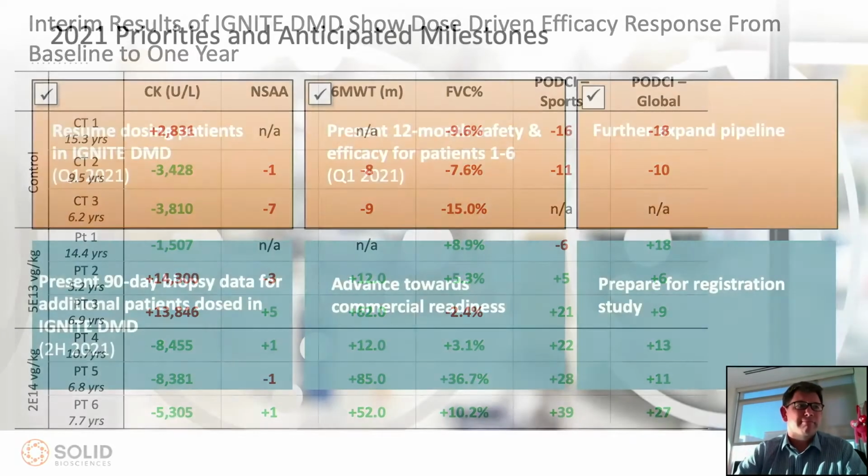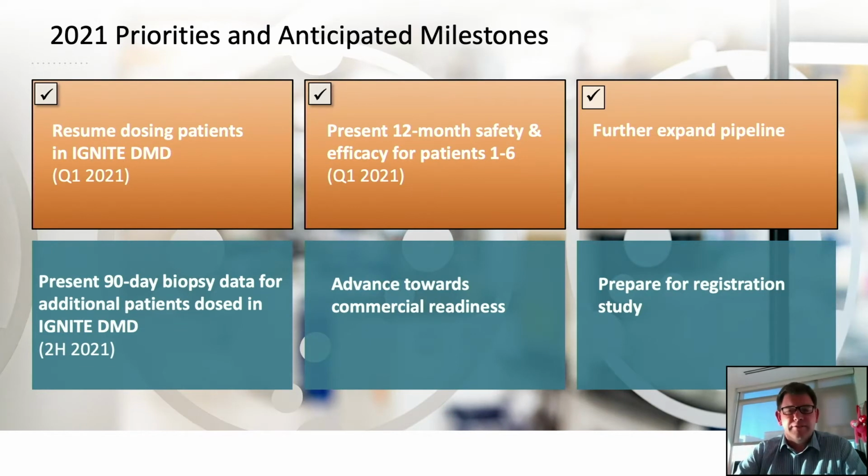Next slide. To summarize, here are some of the milestones and priorities for Solid at the beginning of the year, and we've accomplished 3 at present, as shown up top: get back in and resume dosing of patients, identify some of the long-term safety and efficacy results, as well as expansion of the pipeline. Importantly, coming up soon will be evaluation of the 90-day biopsies from these additional patients, as well as a discussion about how to advance towards commercial readiness and the preparation for our registration trial.